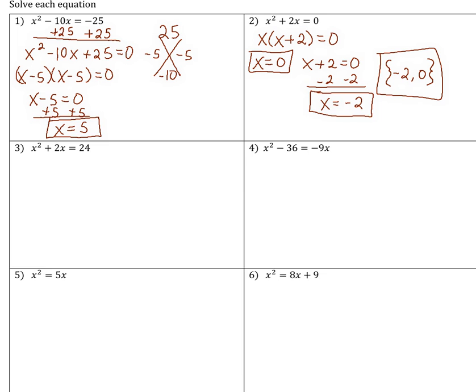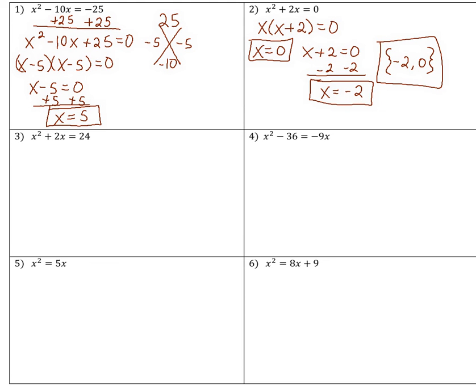All right, let's continue on. So we have another one where we need to algebraically move everything to one side. So that means now we're going to subtract that 24 from both sides, which will give us x squared plus 2x minus 24, and that is equal to 0.